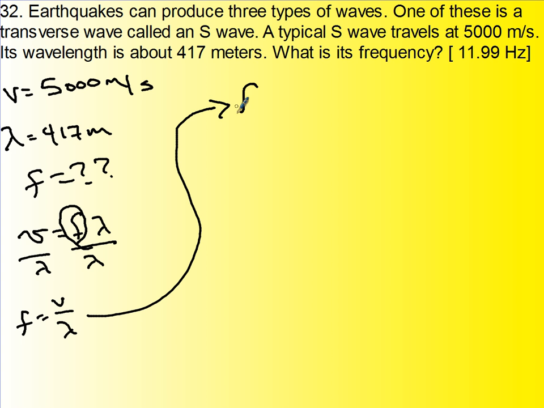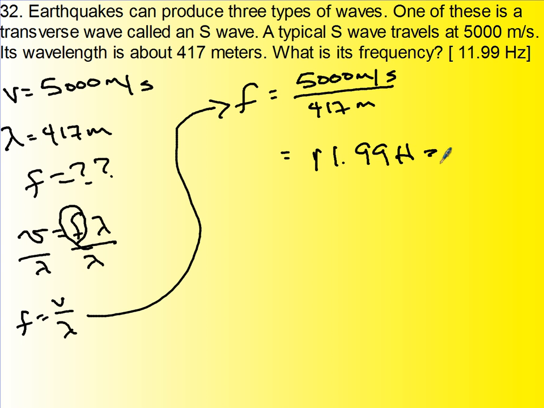All right, so the frequency is the velocity, which is 5,000 meters per second, divided by a wavelength of 417 meters. So what kind of frequency do we get here? 5,000 divided by 417 gives me really close to 12. I'm getting 11.99 hertz. You can call that 12 hertz.